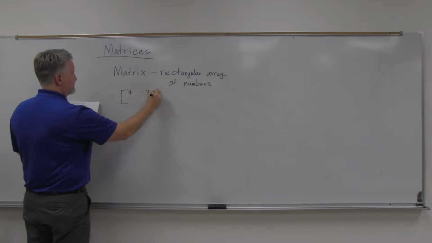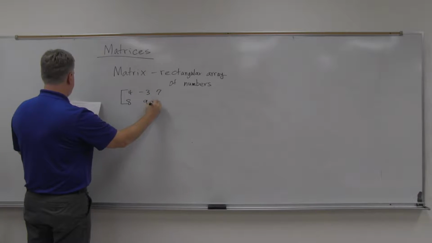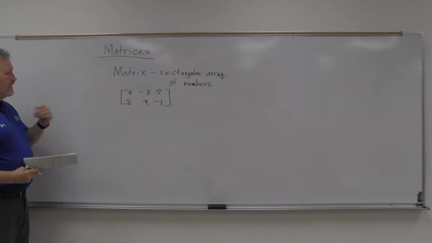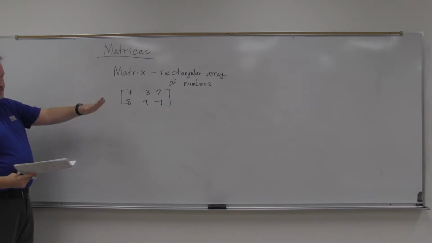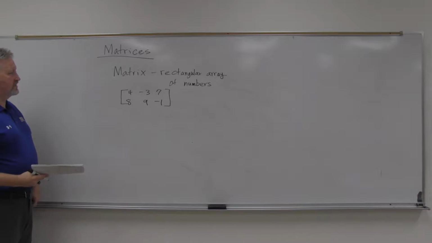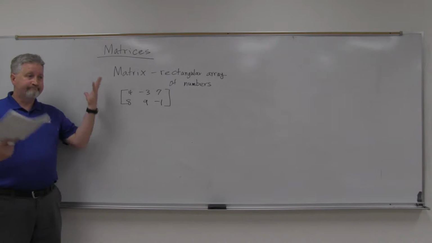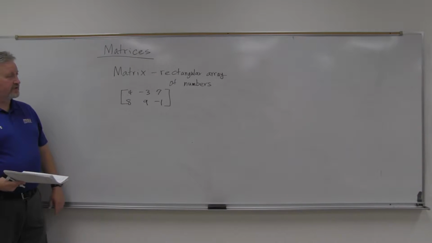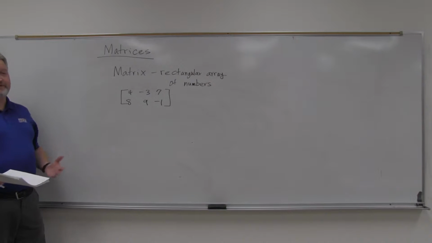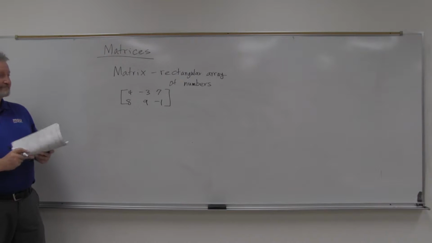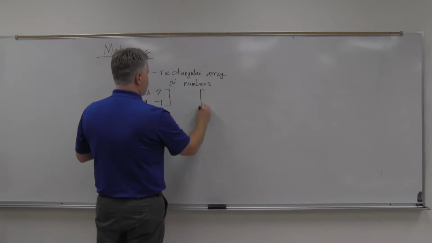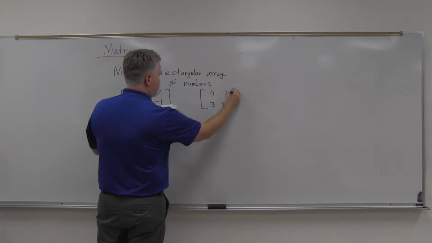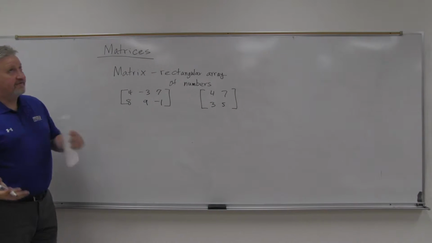Here we have 2 rows, 3 columns, a rectangular array. So it's just numbers grouped together, and they usually put them inside these little square brackets. That's what one looks like. It's just a bunch of numbers put together. It doesn't have to be necessarily a rectangle, I guess. This would be a square matrix, but square is just a special rectangle.